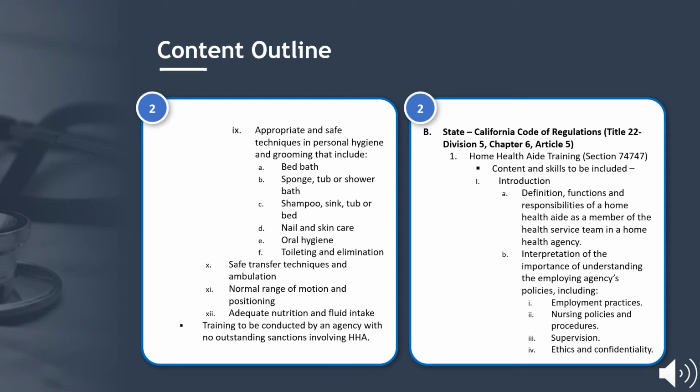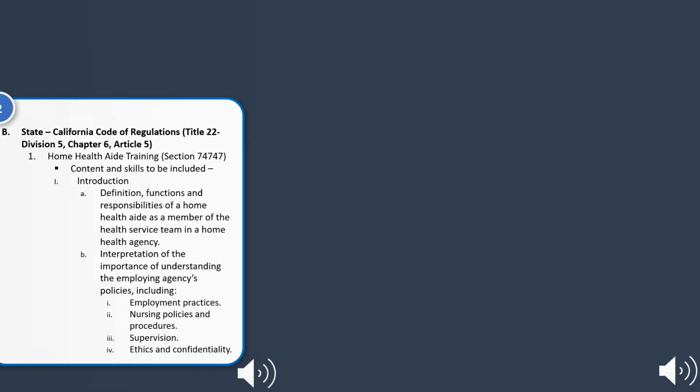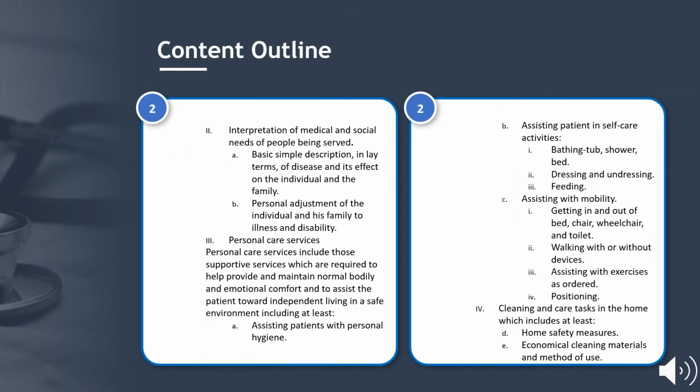home health agency. Interpretation of the importance of understanding employing agencies' policies, including employment practices, nursing policies and procedures, supervision, ethics, and confidentiality. Interpretation of medical and social needs of people being served. Basic simple description, in lay terms, of disease and its effects on the individual and the family. Personal adjustment of the individual and his family to illness and disability. Personal care services.